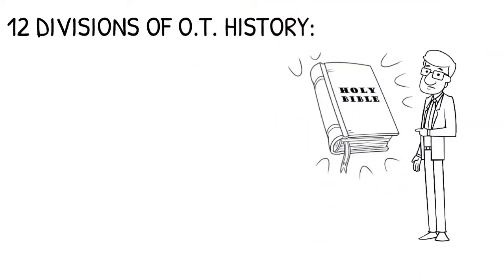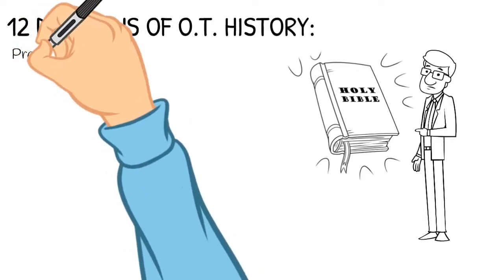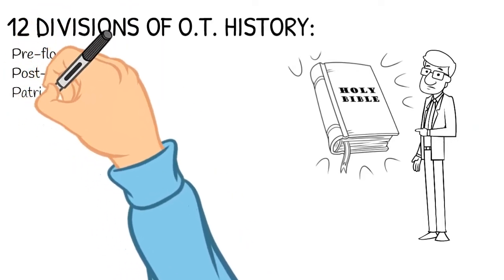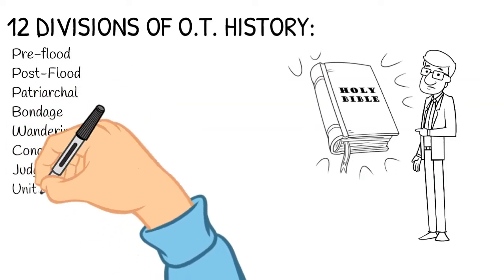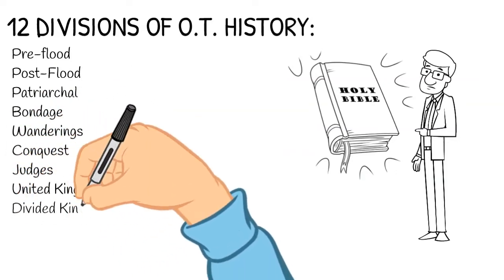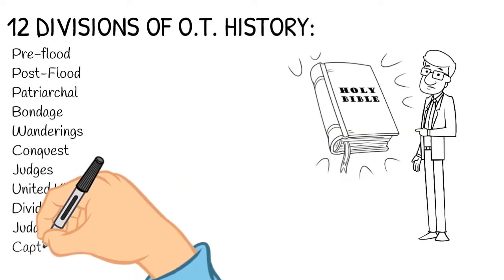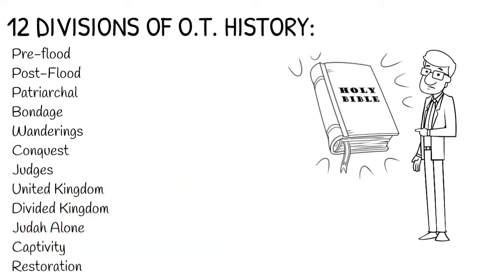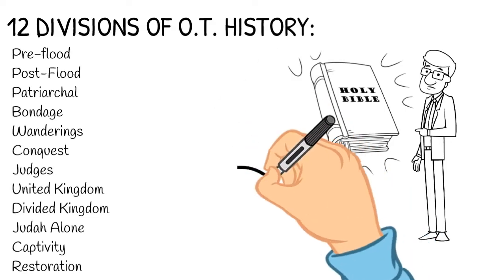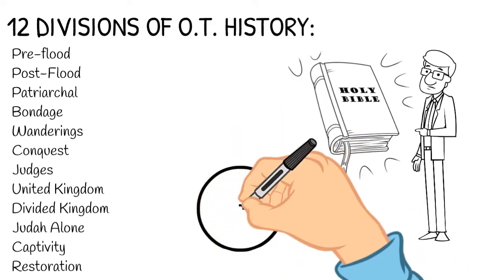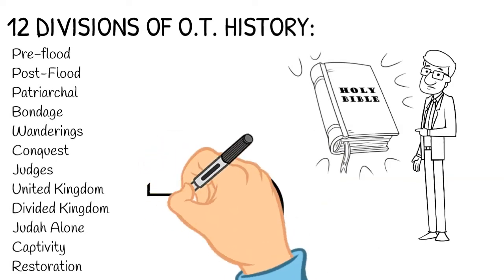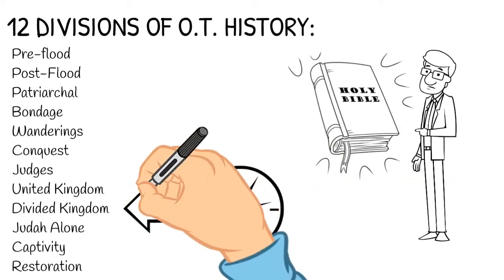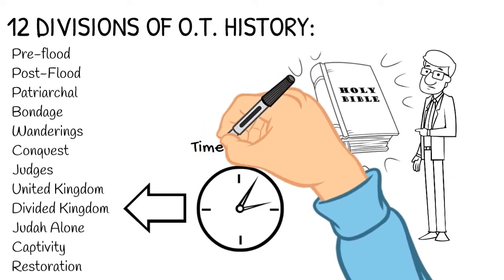The 12 time periods are pre-flood, post-flood, patriarchal, bondage, wanderings, conquest, judges, United Kingdom, divided kingdom, Judah alone, captivity, and restoration. I won't go into much more detail on that, but will provide this quick overview for you of which books fall into which categories of history, and it will be apparent to you why the time periods are called these names when you're reading through some of those books. It still helps to know which books are in which time period while you are reading them.